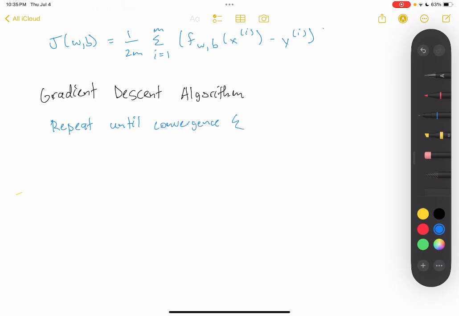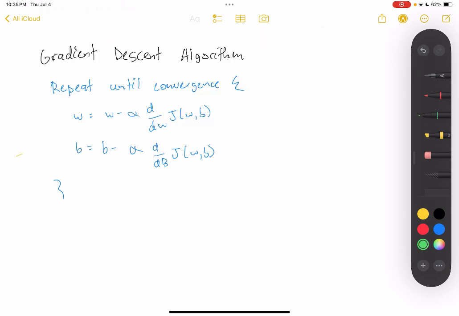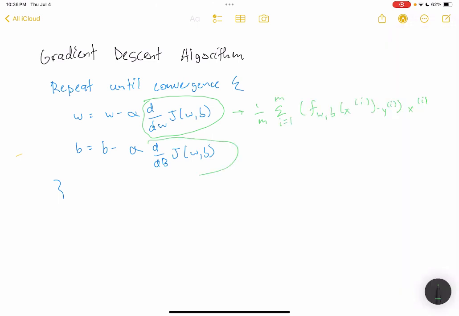And just to remind you, repeating until convergence means when our cost function gets to 0, when we found the parameters of w and b that make our cost function go to 0. Okay, this was all review, but it turns out this partial derivative here is actually equal to the following. 1 over m summation i equals 1 to m of this. And this portion right here, this partial derivative, is actually equal to this.